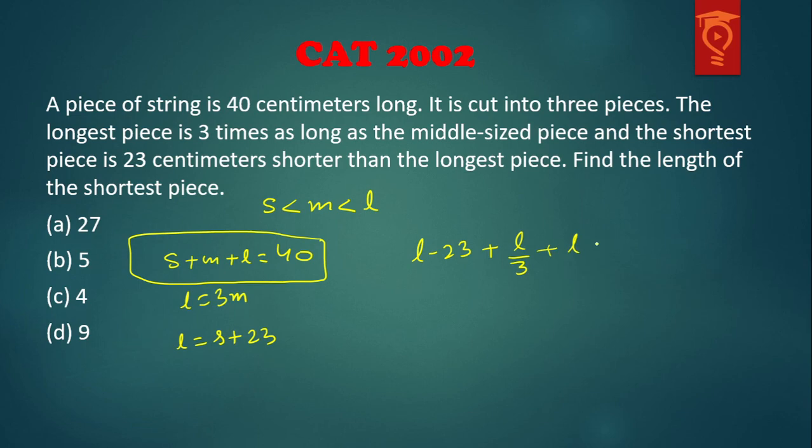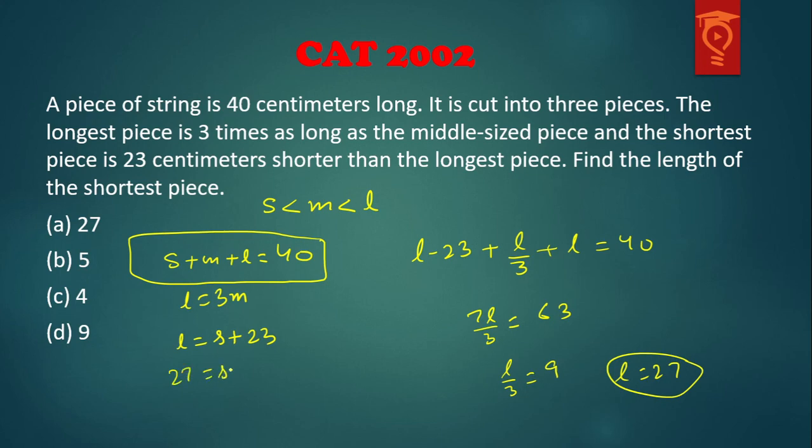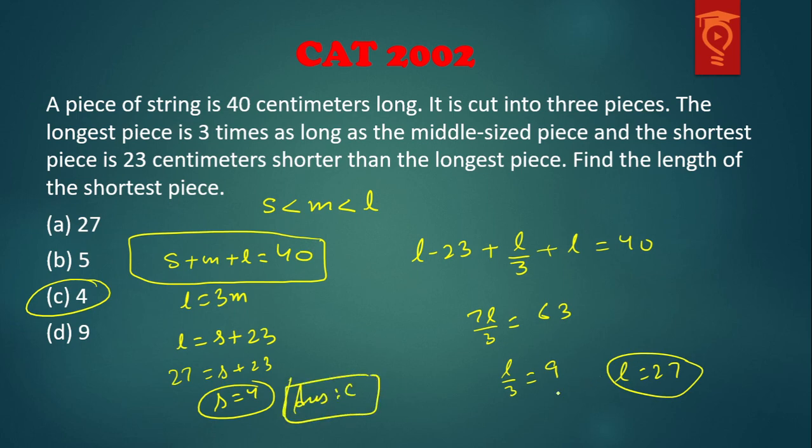So that becomes 40. Now I can multiply the entire equation by 3. So I can write 7L by 3 equal to 63. And that would mean L by 3 equal to 9. So L equal to 27. So if the longest piece is 27, the shortest piece would be equal to 4. So I get the answer as 4. So the answer becomes C option. Hope this works out. Moving on to the next question.